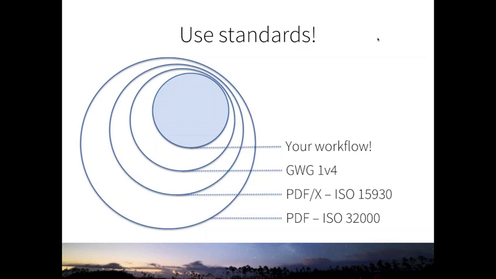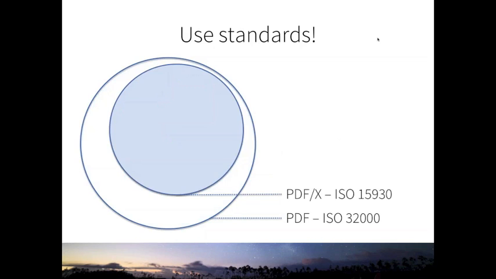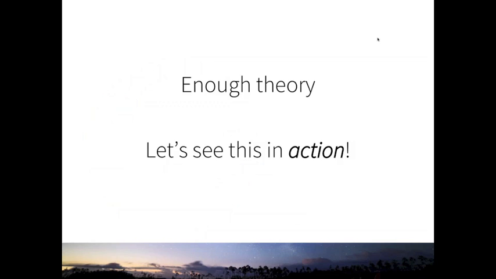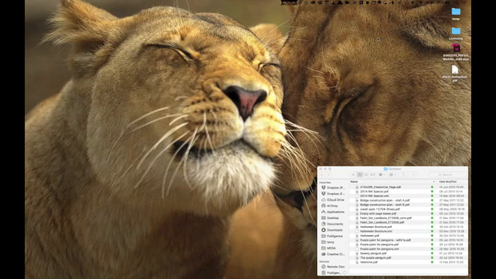And I'm not saying that you always have to use Gantt workgroup profiles, but what I'm saying is that the more you go inside to that circle, so the more restrictions you apply, of course, the higher the reliability of the files will be and the higher chance you have that nothing will go wrong in production afterwards. Okay, so that's a lot of theory around Preflight already.